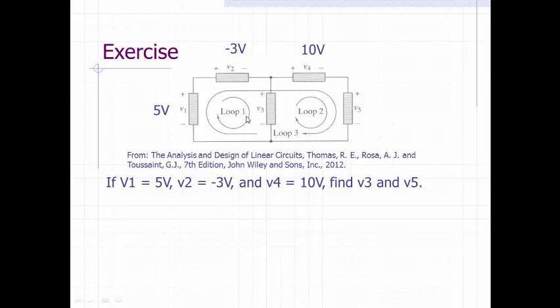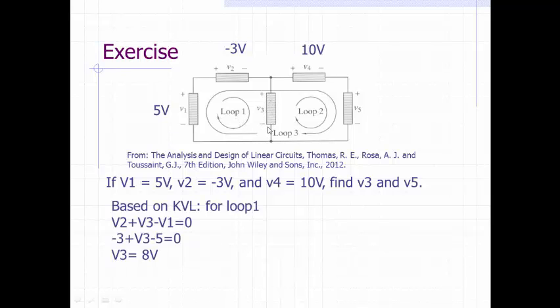But if you look at loop 1, in this loop, you only have one unknown voltage. So based on the KVL for loop 1, keep in mind, when we go through loop 1, when you meet positive sign, put positive sign. So that's why you have positive V2, positive V3, minus V1 equal to 0. And V2 is negative 3, V1 is 5. Replace the variables with numbers, then you just need to solve for V3, that is 8 volts. So you figured out V3 is 8 volts.